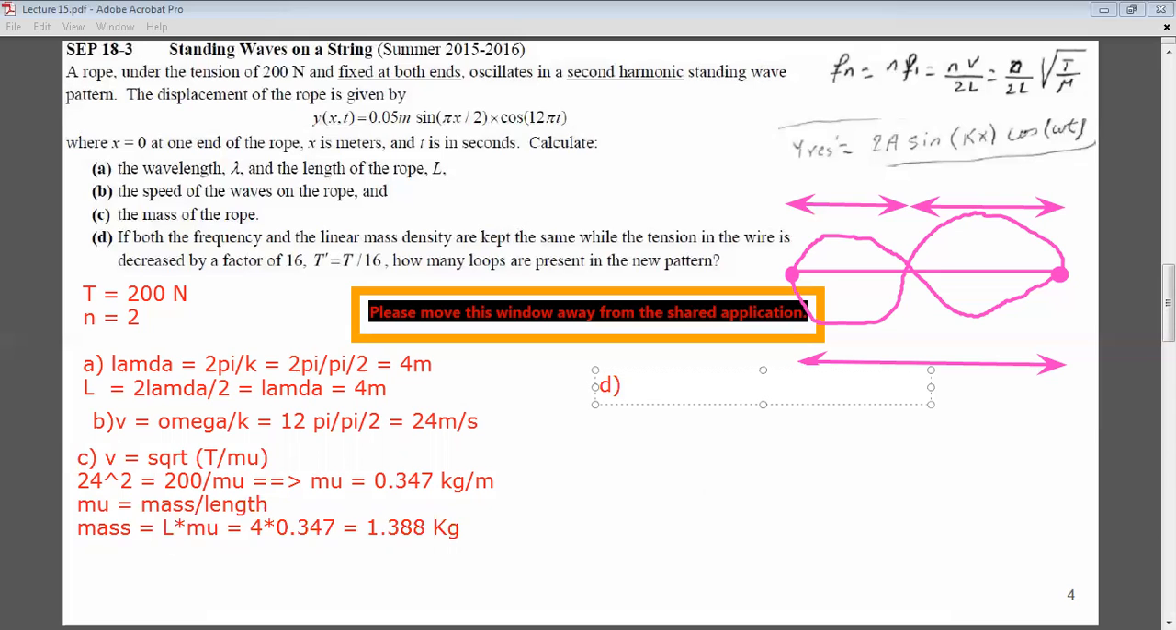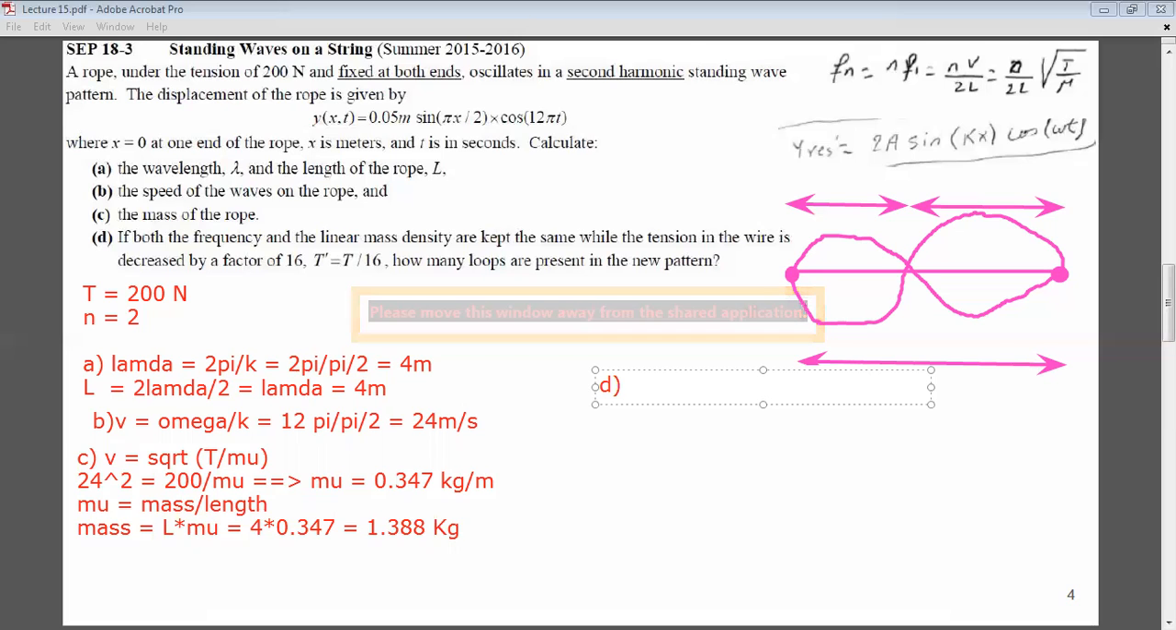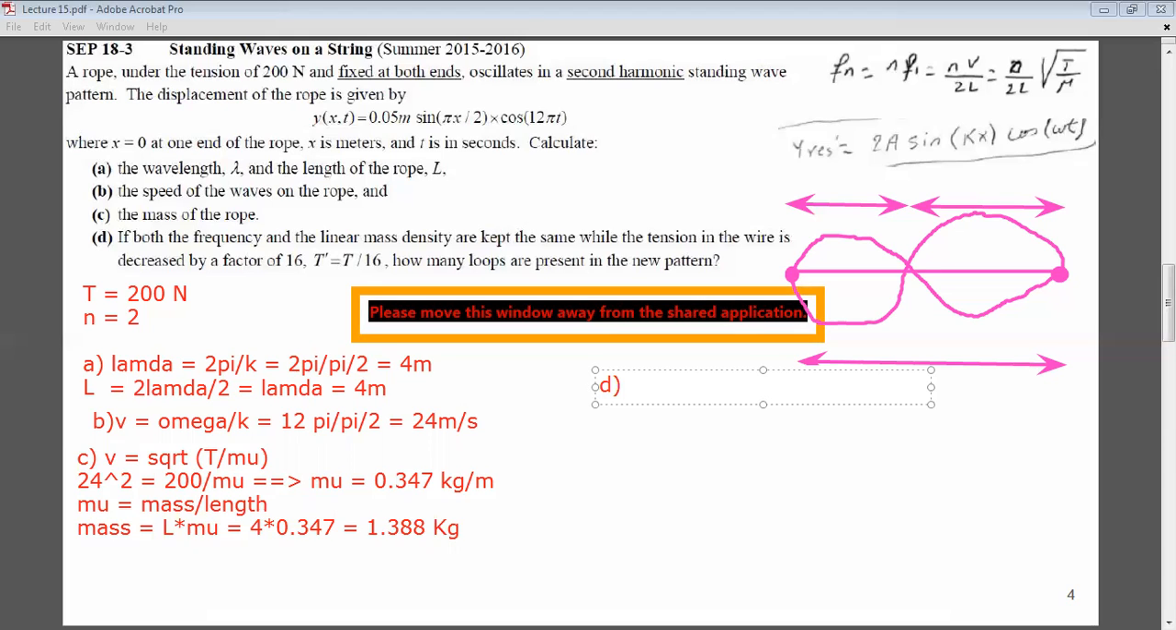And part D, finally: if both the frequency and the linear mass density are kept the same while the tension in the wire is decreased by a factor of 16, how many loops are present in the new pattern? Here you just have to imagine the case. If I decrease the tension, I'm going to see more loops. If I increase the tension a lot, I will see nothing. The string will just be a straight string.